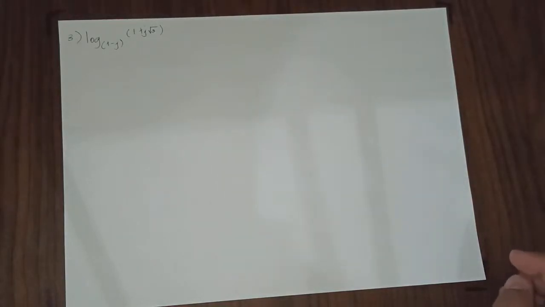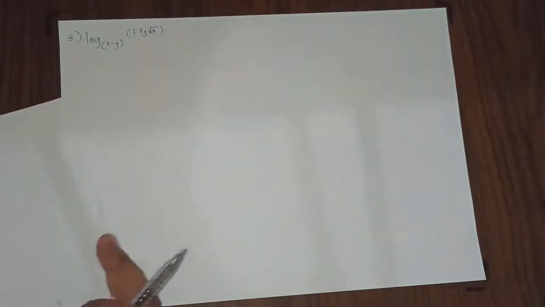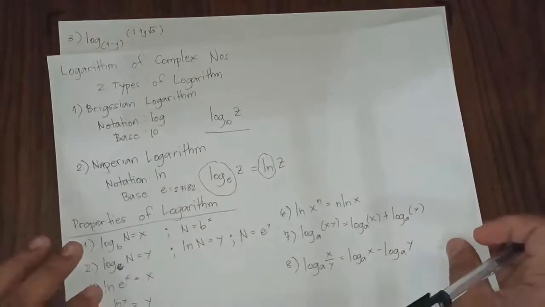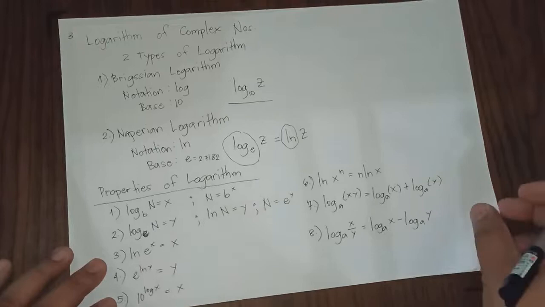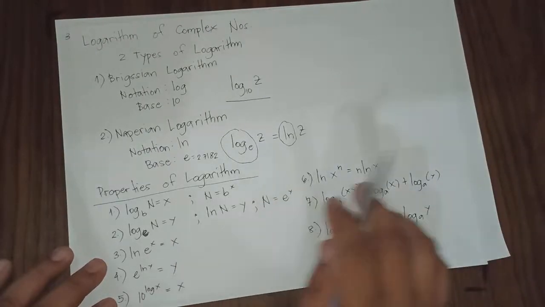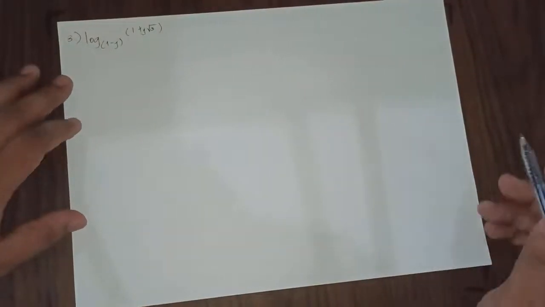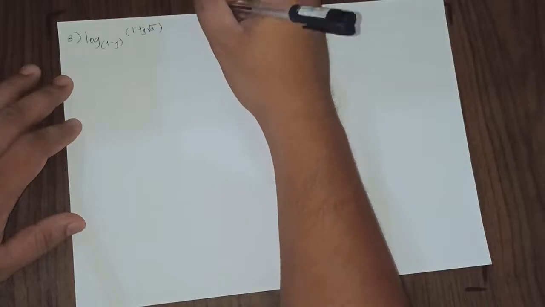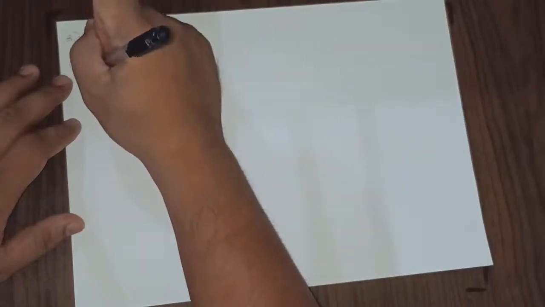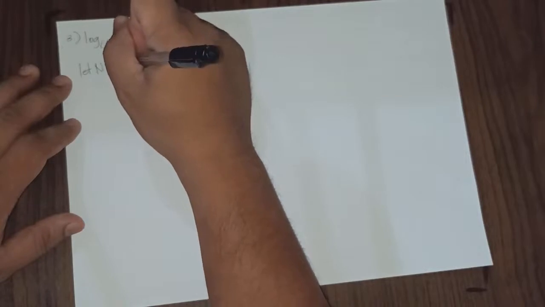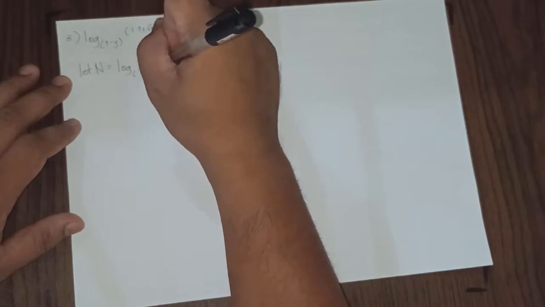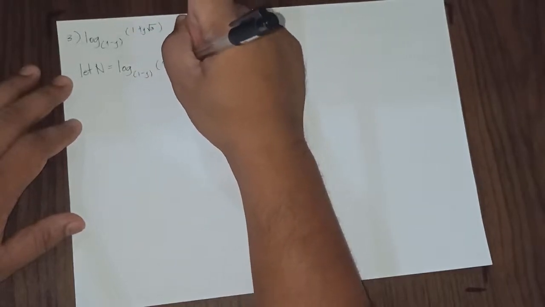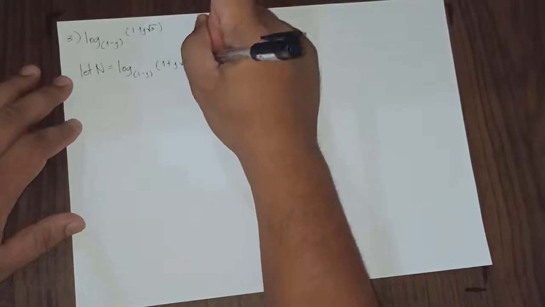Dun sa ating properties of logarithm, we have this property, log base b of n is equal to x, wherein n is equal to b raised to x. No? So parang ganito lang yan. Let n is equal to log base (1 minus j) of (1 plus j square root of 3). Okay.